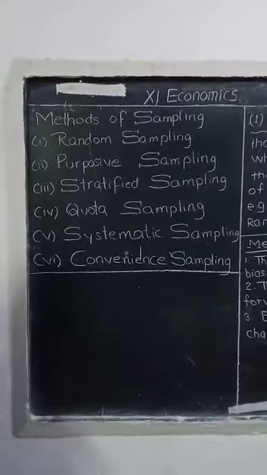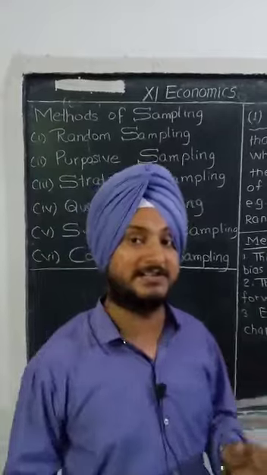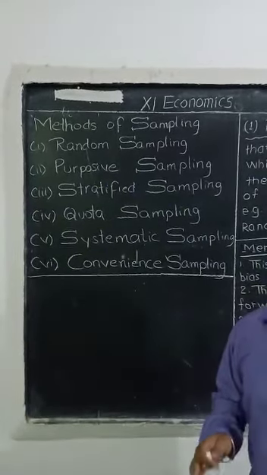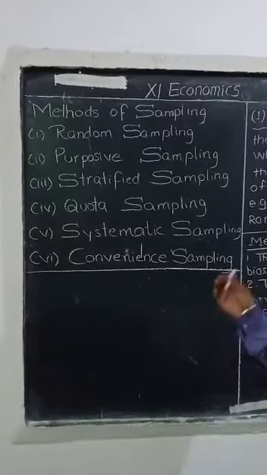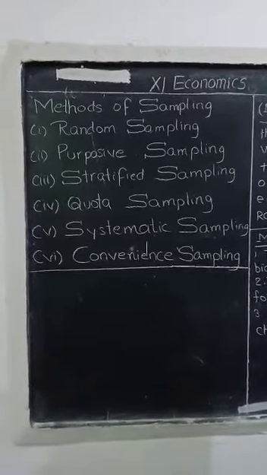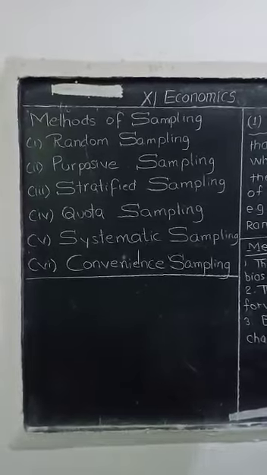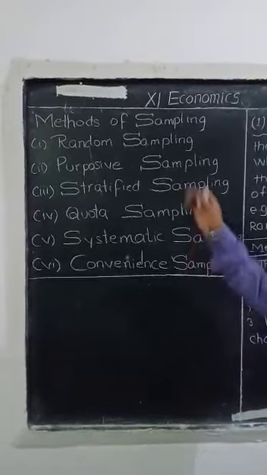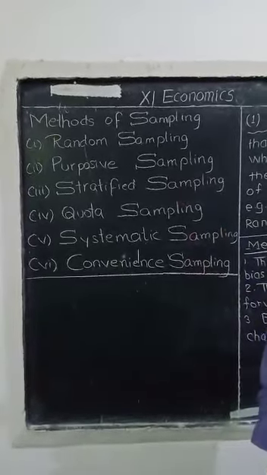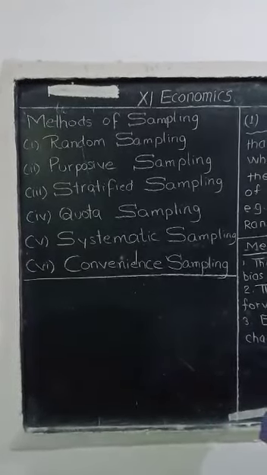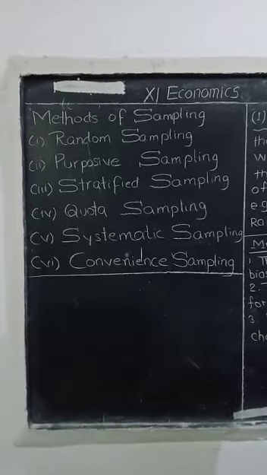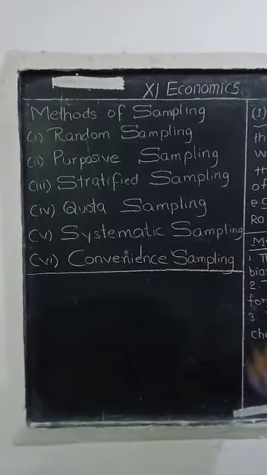Yes, students, so now we are going to discuss the methods of sampling. In our syllabus, in your book, we have 6 different methods of sampling, and any one can be asked in the examination, but these are very interesting and very easy to understand. Now let us begin. First one is random sampling. I will explain it to you in this video. Then purposive sampling, stratified sampling, quota sampling, systematic sampling and convenience sampling.